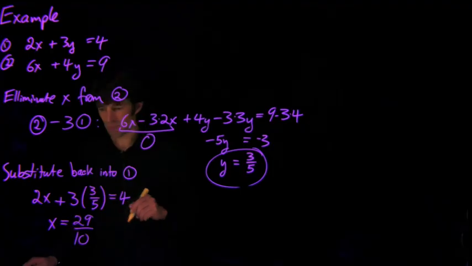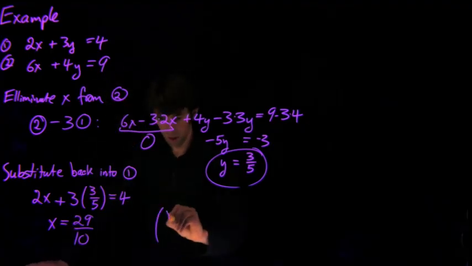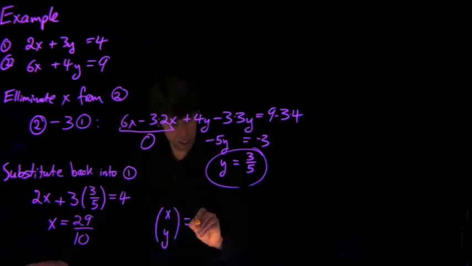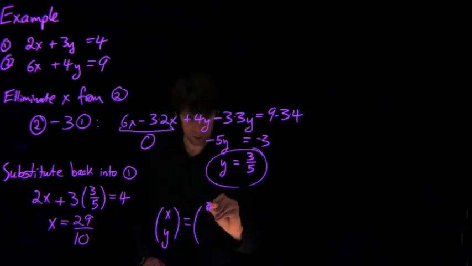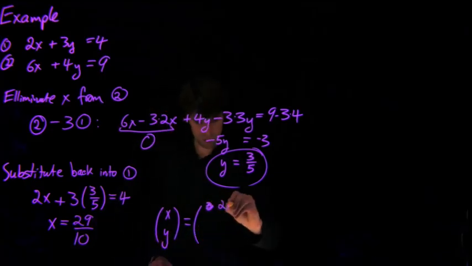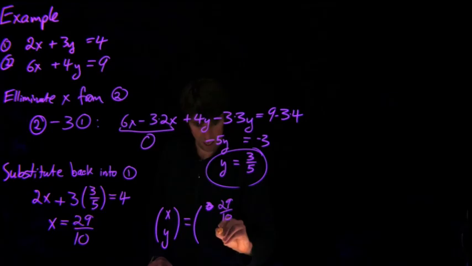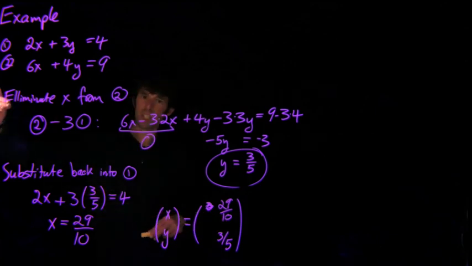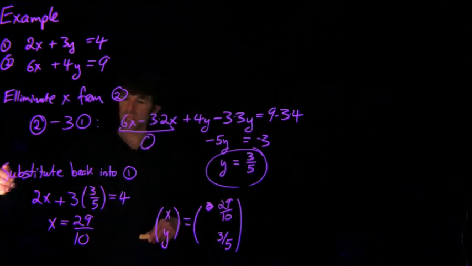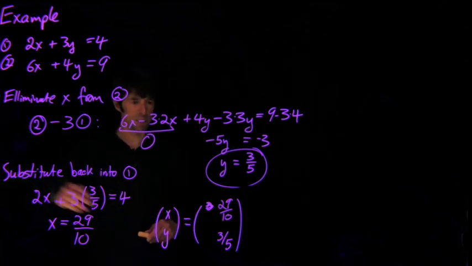Okay, so x, y equals, whoops, I'll just scribble that out, 29 over 10 and 3 over 5. So there's our solution. Right. So there were two steps. We did this elimination step, and then we did this back substitution step.